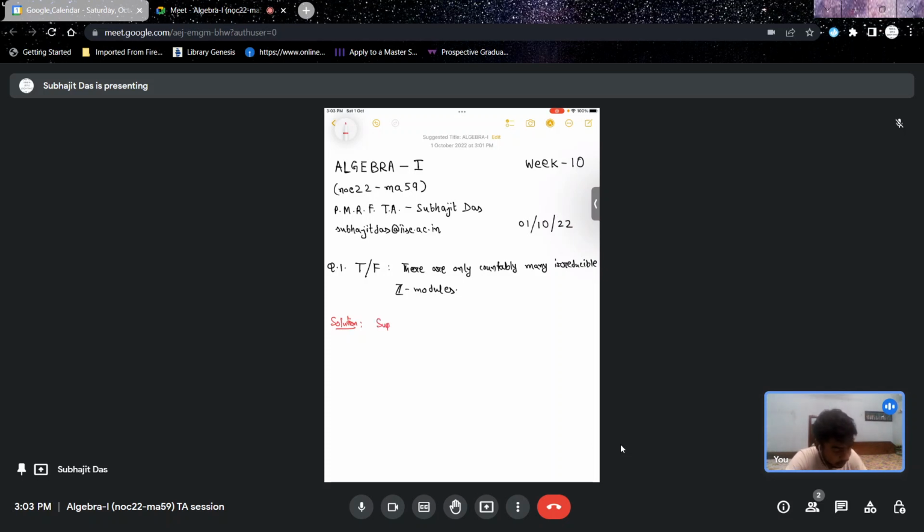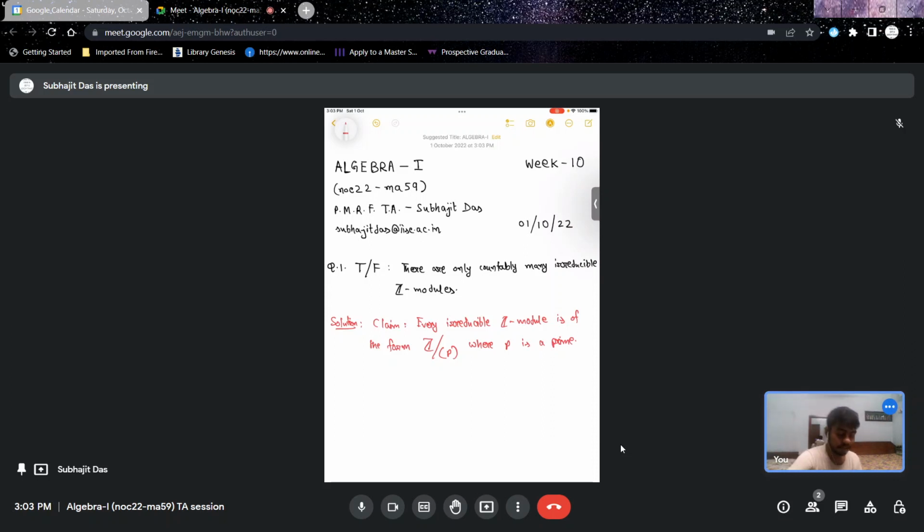So we just claim this. This is our claim: every irreducible Z module is of the form Z mod P, where P is a prime integer, prime in Z.